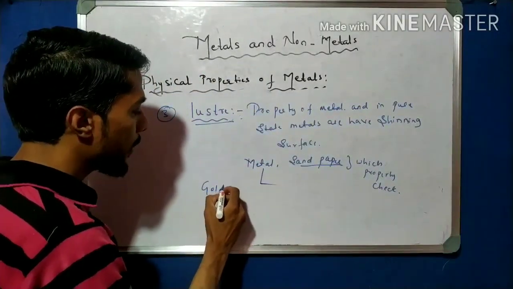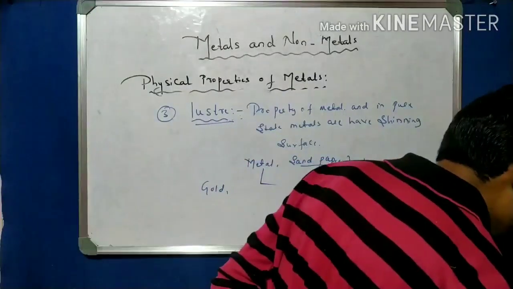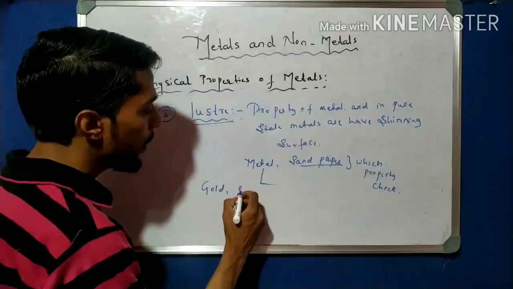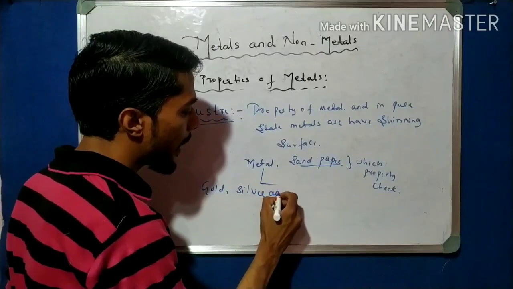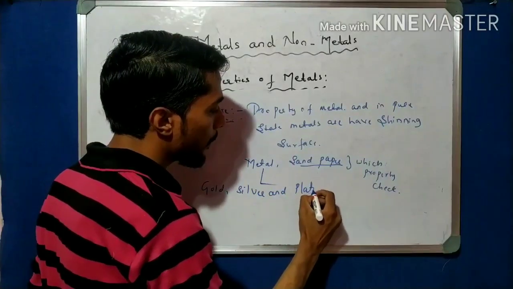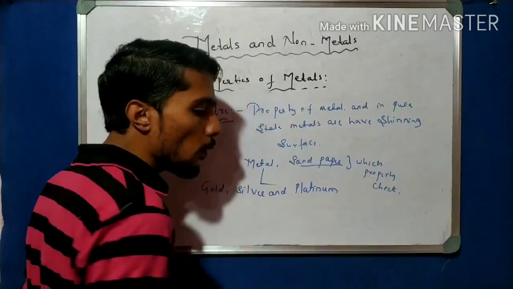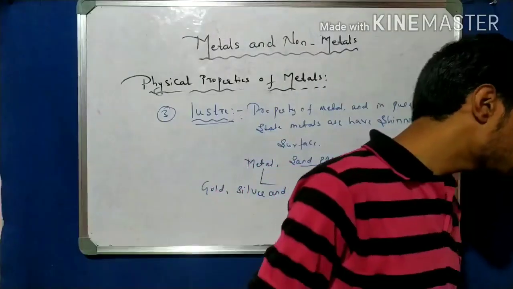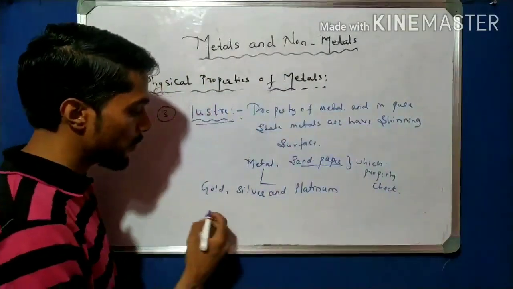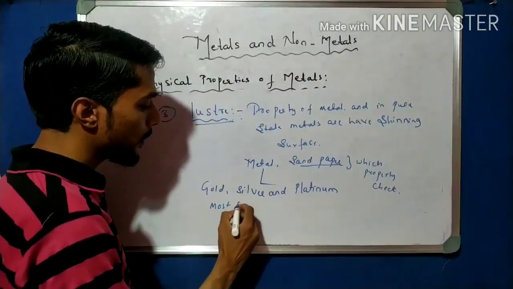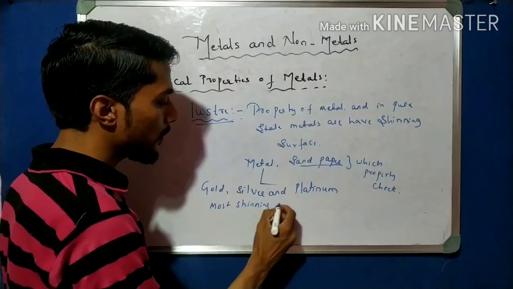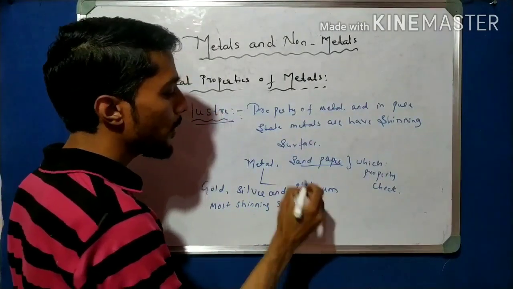Gold. The most lustrous elements are gold, silver and platinum. Gold, silver and platinum are known for their shining surface. You have to remember this point.